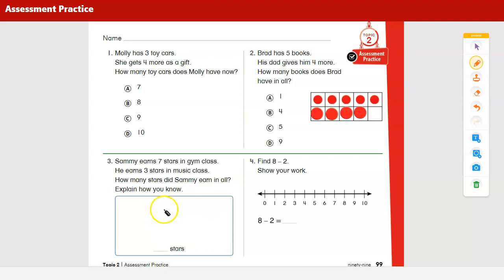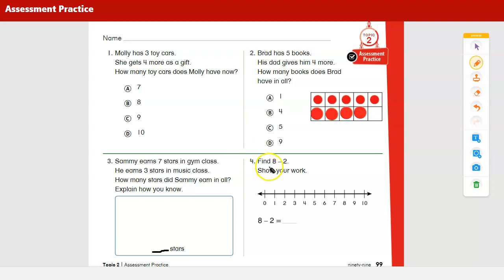So with our addition equation, we would write the number he earned in gym class plus the number of stars he earned in music class equals how many stars total. So you would write your addition equation to explain how you know, and then write your answer on the line below. Again, please pause the video as needed when you are working on your problems because Mrs. Collier is just going to continue to be reading the questions.